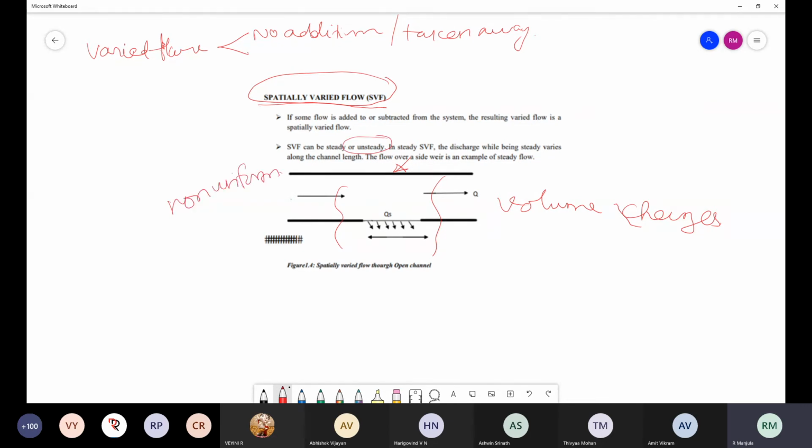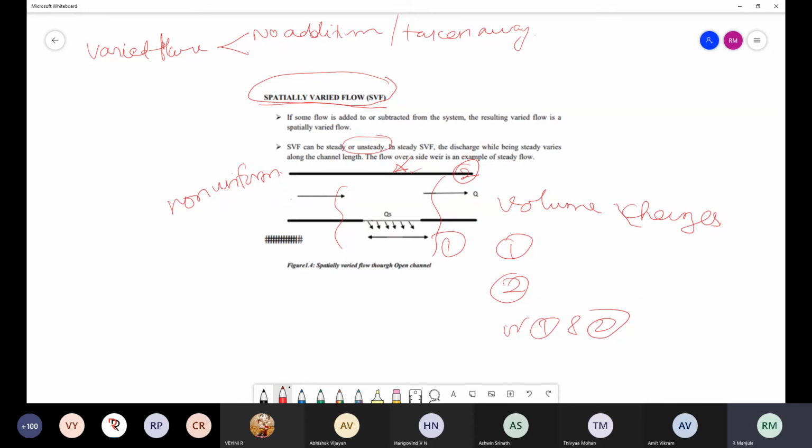Spatially varied flow is, you can see, flow coming out of this channel, and flow coming inside also. It can be either this condition or this condition, or both 1 and 2 are possible. So this is an example of a spatially varied flow: flow over a side weir.